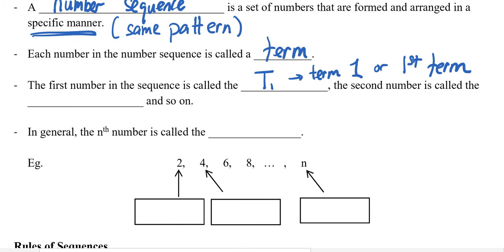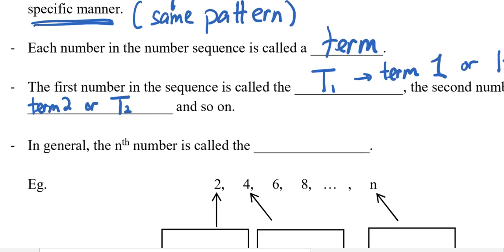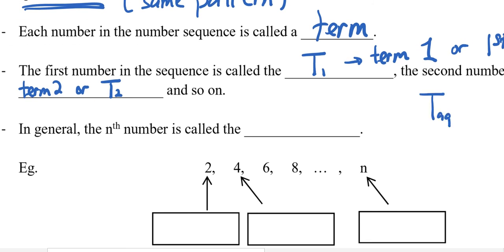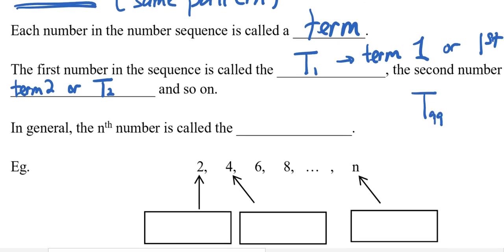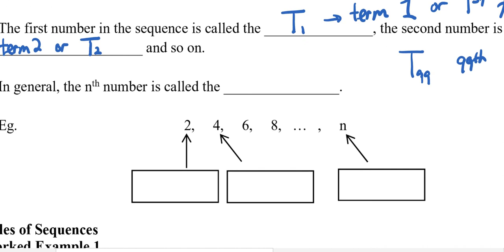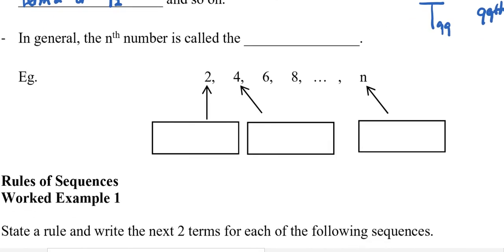Then the second number is called term 2. Usually, more often, we don't spell the word term, but instead we just write a T and then a small number below to say which term it is. So for example, if I have T99, what does it mean? Which term is it? The 99th term, right? So in general, the nth term is called the general term.